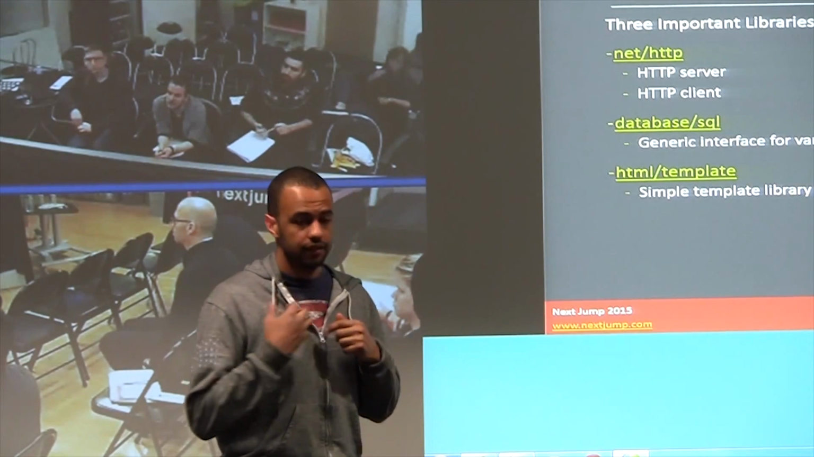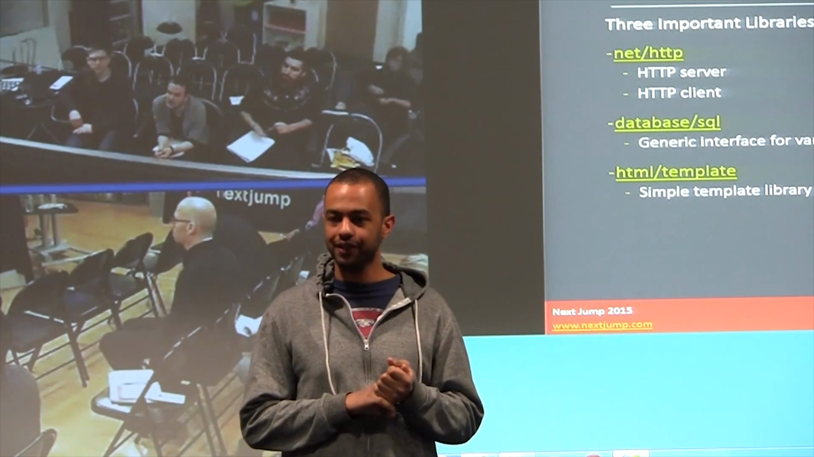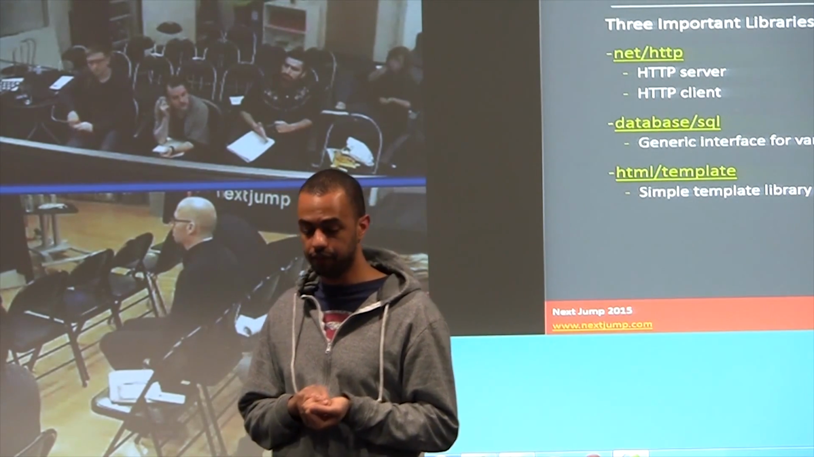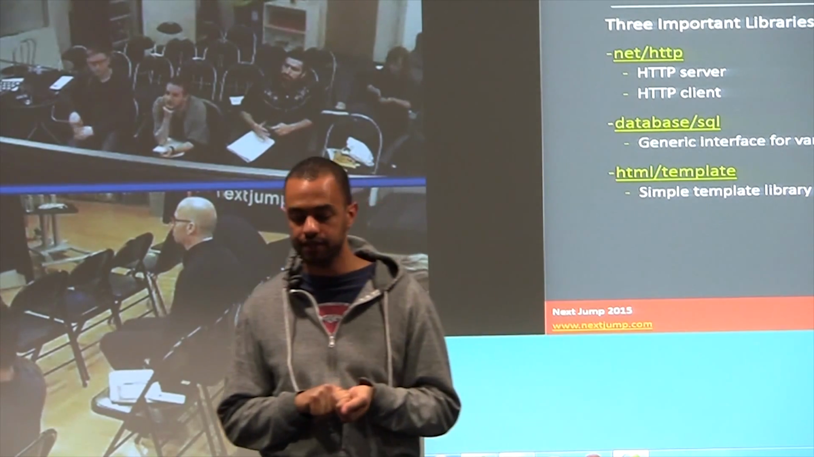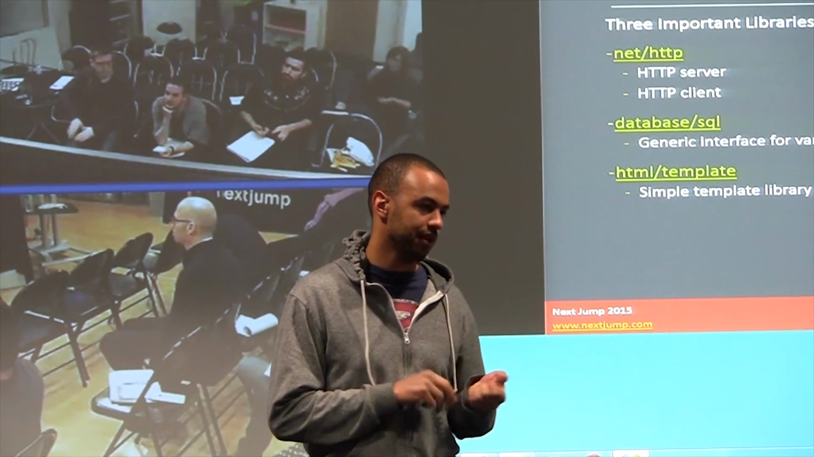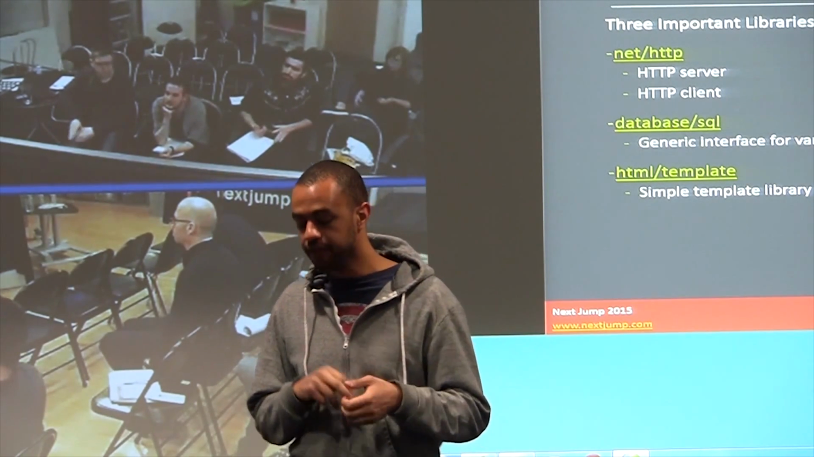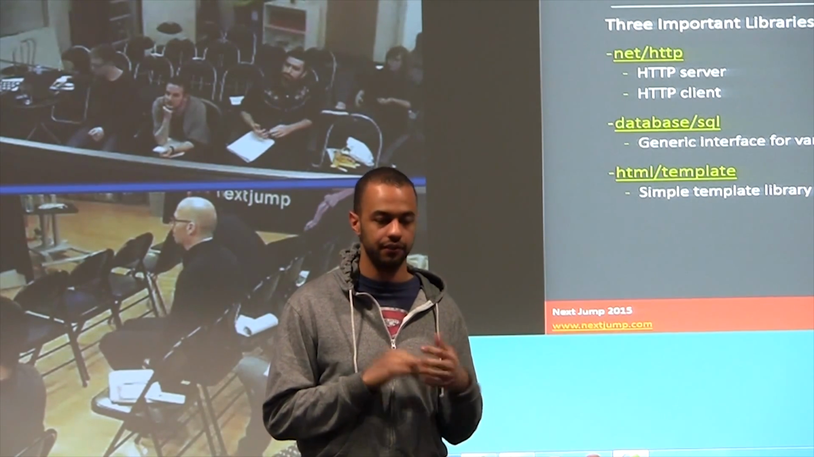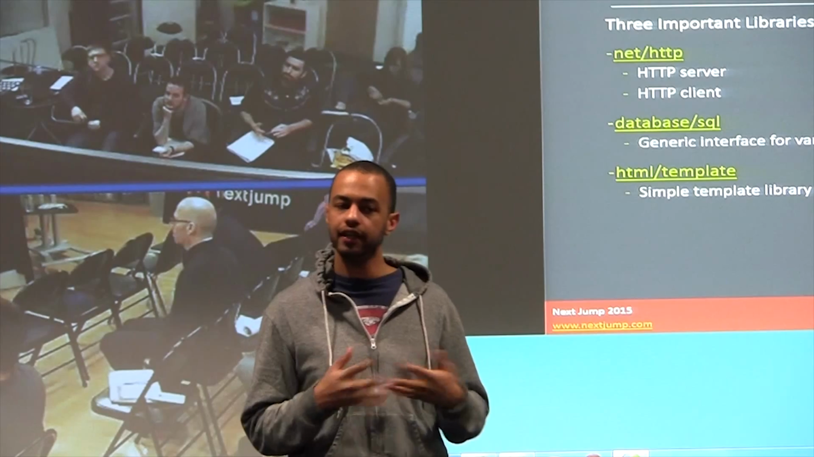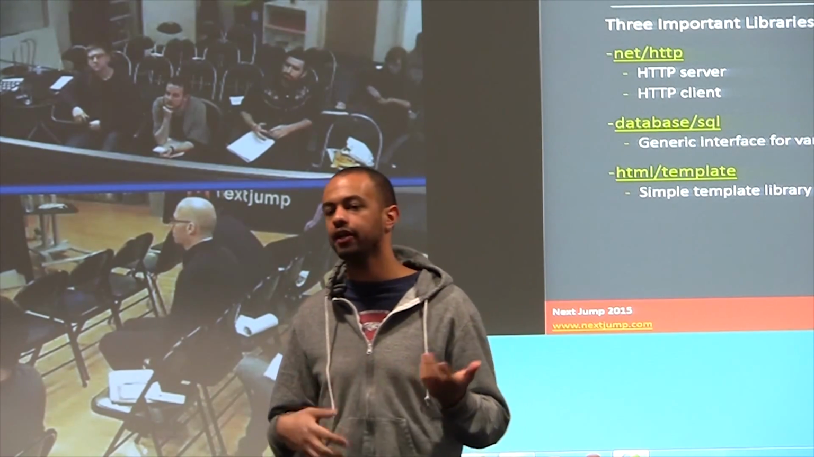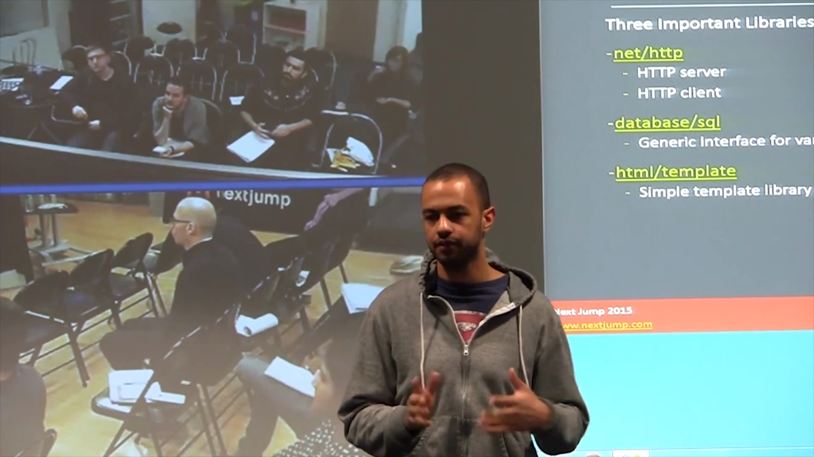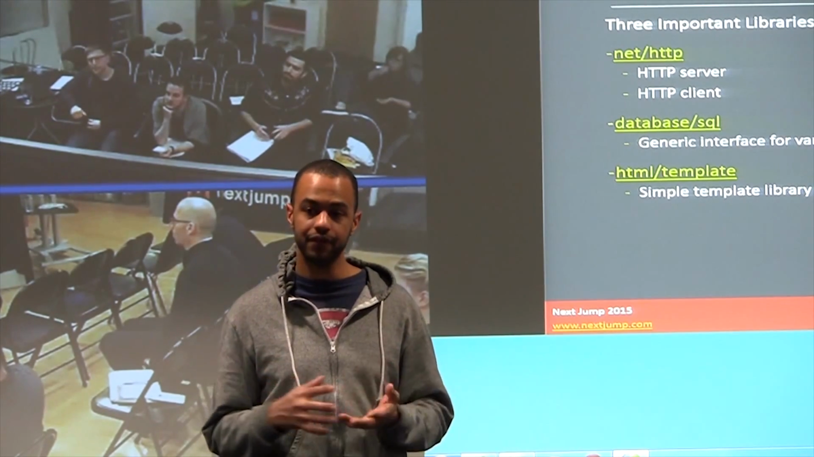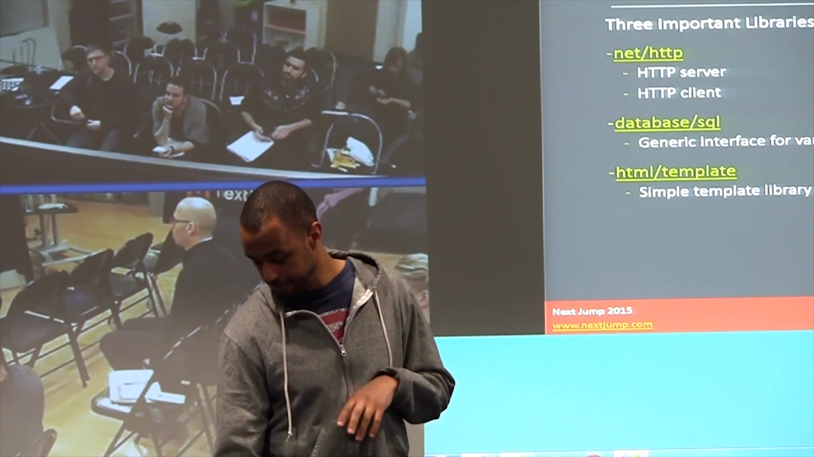From there, there are 3 really important libraries you need to be familiar with in Go if you want to build your own web application. The first is net/http, which allows you to build an HTTP server, but also an HTTP client. There's database/sql, which is a generic interface for interacting with any type of database, and then you pull in separate implementations depending on if you're using Oracle or SQLite or MySQL or whatever. And lastly, I used html/template to build the different pages that I showed.